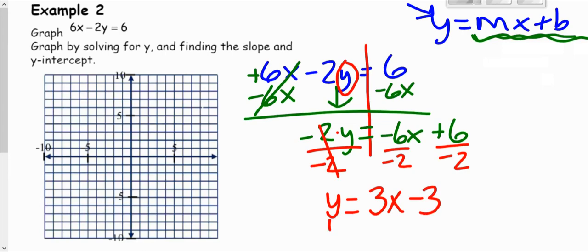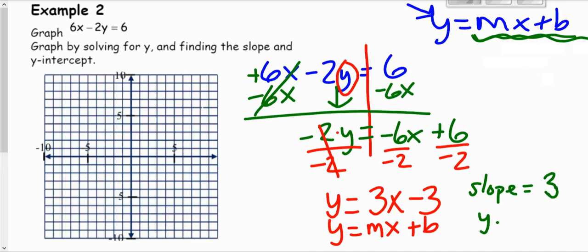So now, does this look like slope-intercept form? Absolutely. So what's my slope? My slope is a positive 3, and my y-intercept is negative 3. So which one of those do I want to plot first? The y-intercept. And am I going to plot that on the horizontal axis or the vertical axis? Well, the horizontal axis is x and the vertical axis is y. This is a y-intercept. So we're going to plot it on the vertical axis, down 3 at negative 3.